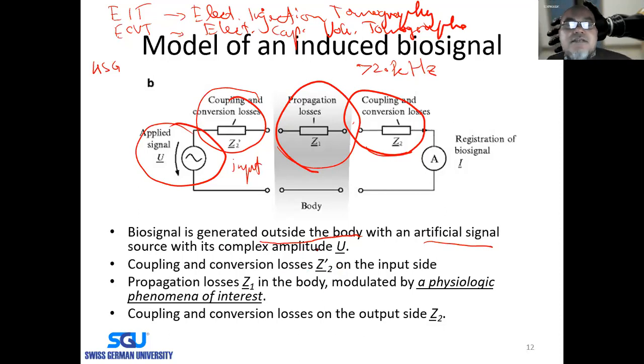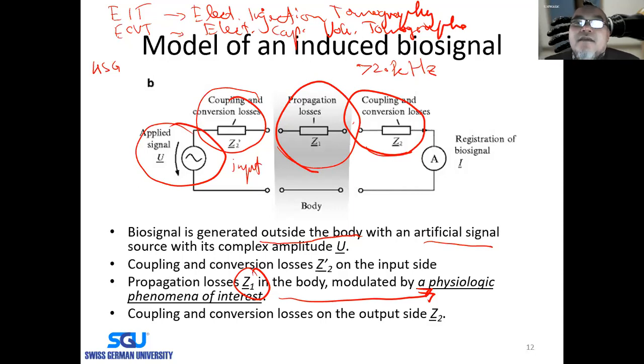So the propagation losses Z1 in the body are modulated by a physiological phenomenon of interest. Z1 represents this physiological phenomenon of interest. In the case of imaging ultrasonography, it would be the body structure. In the case of, for example, sonocardiography, an instrumentation used to determine the structure and work of the heart, then it will be the heart working mechanism.